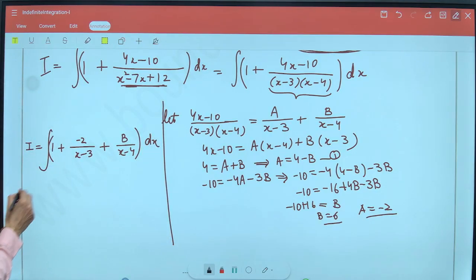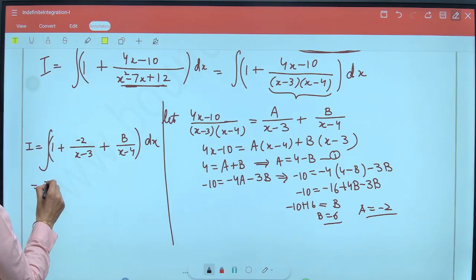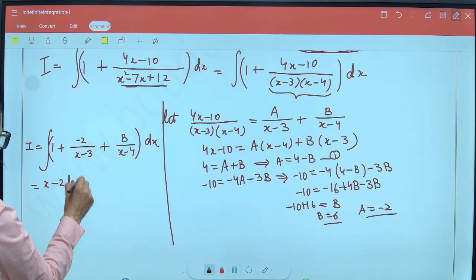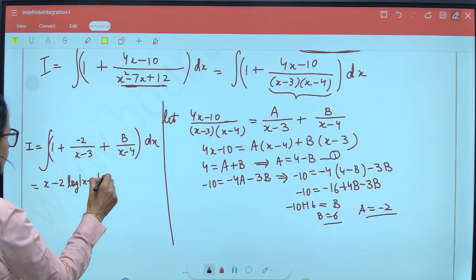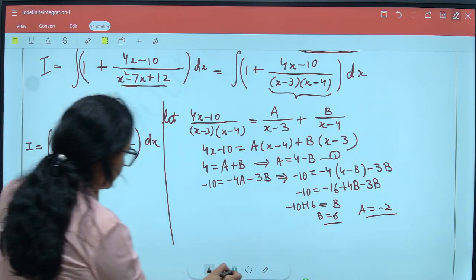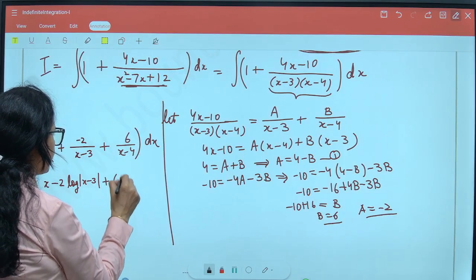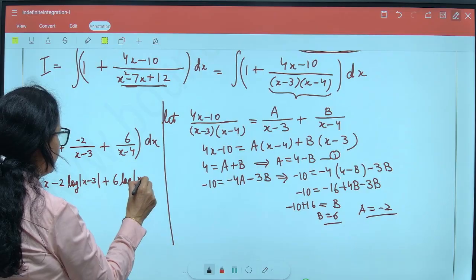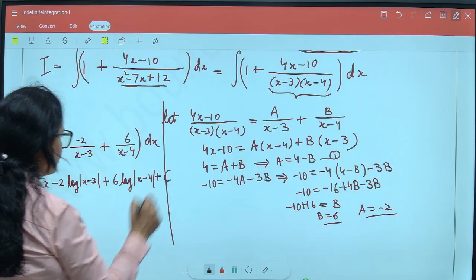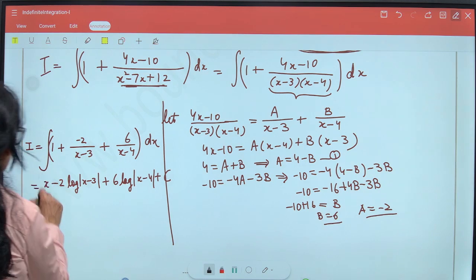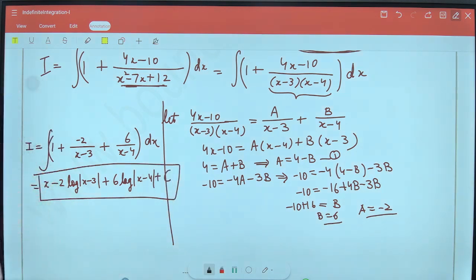Now you can integrate this easily. Integral of 1 is x, integral of this is going to be minus 2 log of x minus 3 plus, what is the value of b? It is 6. So let's write 6 here. So it is 6 log of x minus 4 plus the constant of integration. So this becomes your answer. So this is your final answer, right?